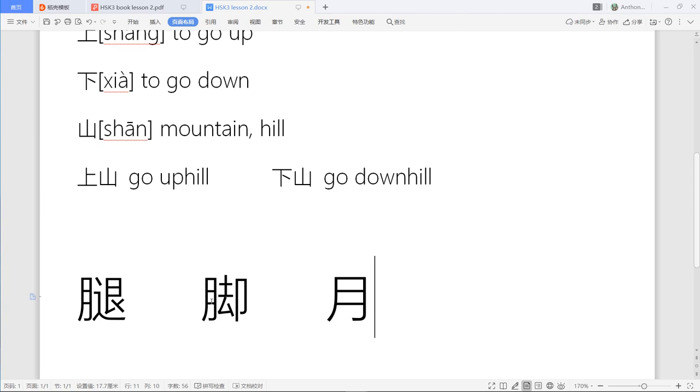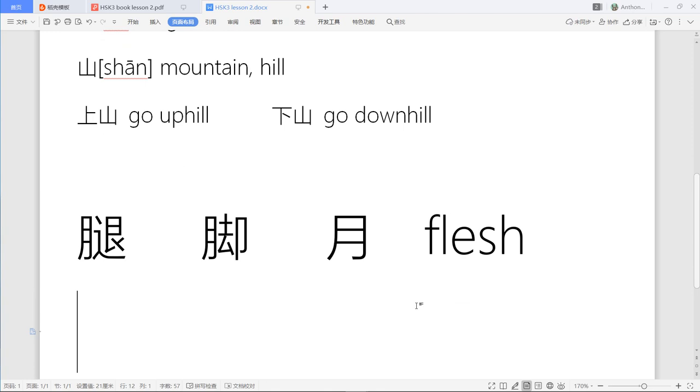So 月, probably we know it means moon or month. However, 月 can, in old times, mean flesh, F-L-E-S-H, flesh or meat. So some words actually use 月 to talk about the human body, like parts of your body, or words related to your body. So for example, we have 胖, which means fat, but we can see the 月 part. So 月 is the radical for flesh or meat, but probably flesh, it's not the meat people eat, it's just the human body.